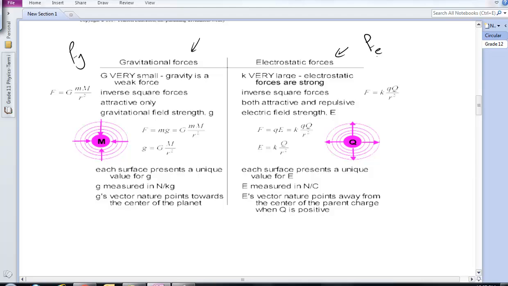Gravitational force is very small compared to the electrostatic forces. And we have proven this once we calculated the gravitational force between two electrons, or an electron and a proton, and we calculated the electric force between an electron and a proton. We found that the electric force is huge, or very large, compared to the gravitational force. So the electric force is bigger. The other thing is electric force could be attractive or repulsive, while the gravitational force is only attractive.